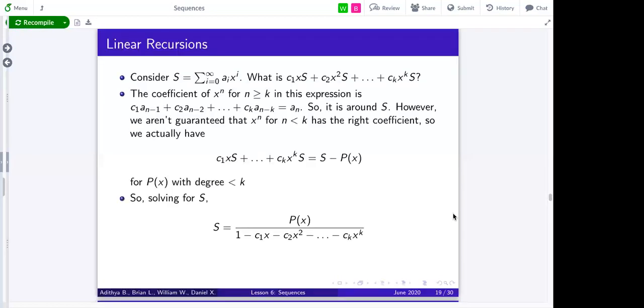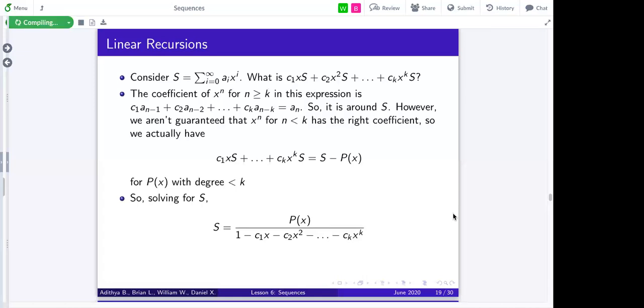In particular, S is going to be equal to p of x over 1 minus c1x minus c2x squared all the way to ckx to the k. So we want to somehow find a generating function for S given this form. However, we already know how to solve this if the denominator is a linear function. So we want to try to break the denominator up into linear functions. So we're going to factor it.